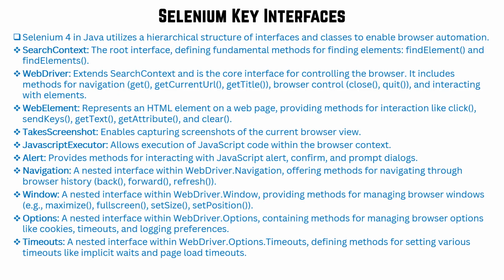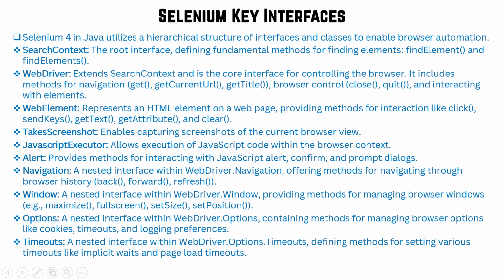If you want to navigate from one page to another, forward, backward, all this stuff, you can use the Navigation interface. Window, if you want to maximize, get the full screen, set position, get size, all this stuff, you can do it with the Window interface. Options is also there, for managing cookies, timeouts, logging, you can use the Options interface. And for timeouts, there are a couple available that we'll be covering in the upcoming sessions, called implicit wait, explicit wait, and fluent wait.